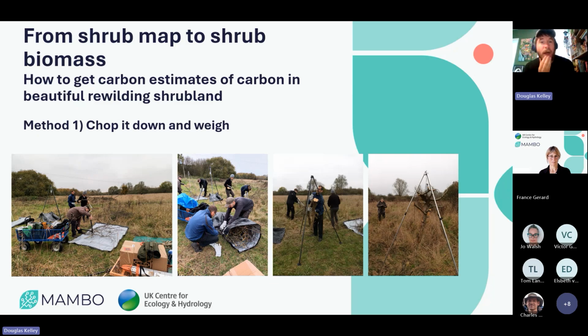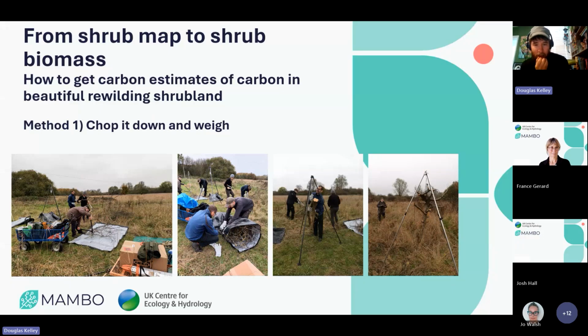So how do we get estimates of particularly carbon or biomass from a shrubland area? Well, the obvious way is to chop it down and weigh it, which is actually what we did. You can see some photos here of chopping down and weighing some of the shrubs, particularly hawthorn at Strawberry Hill.